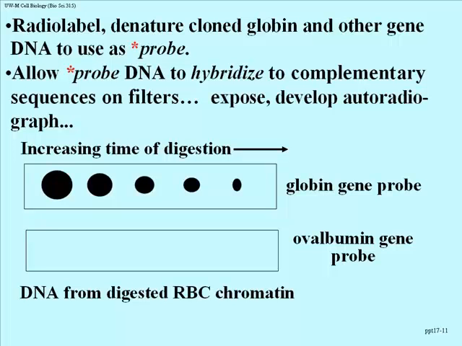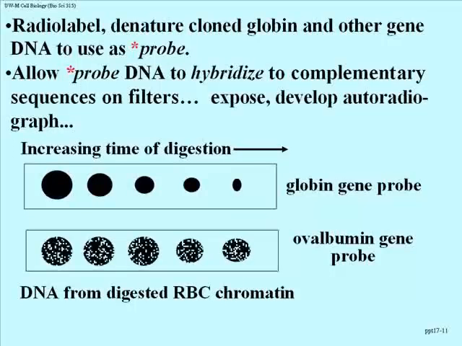Well, here's the control. Chickens make ovalbumin, which is nothing more than egg white protein. That's made in the oviduct, not in a red blood cell. So you would assume that the ovalbumin gene in a red blood cell is in heterochromatin because it's not expressed in a red blood cell, and so it should be packed up and put away, so to speak. And so what you would expect then is that no matter how long you digest red blood cell chromatin, there will always be a fair amount of ovalbumin gene left behind in the DNA after the digestion. And that's exactly what you see.